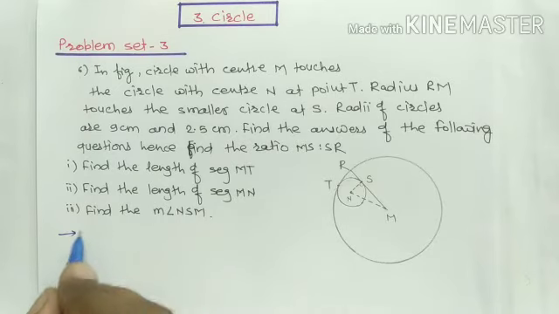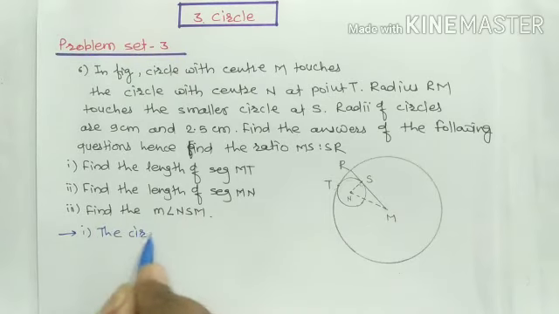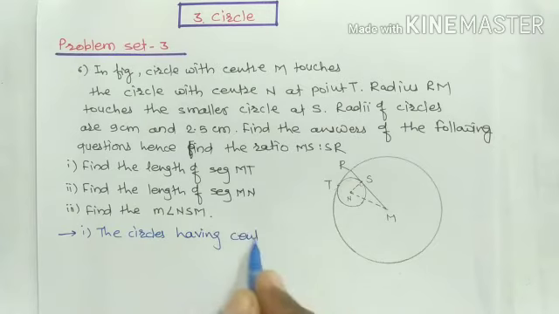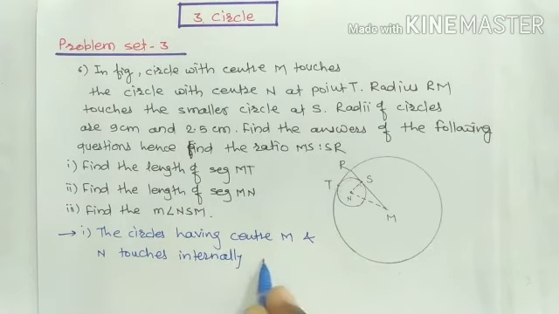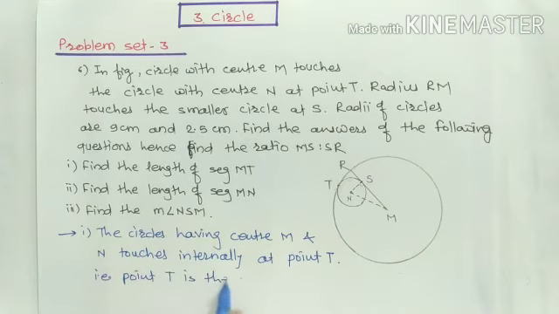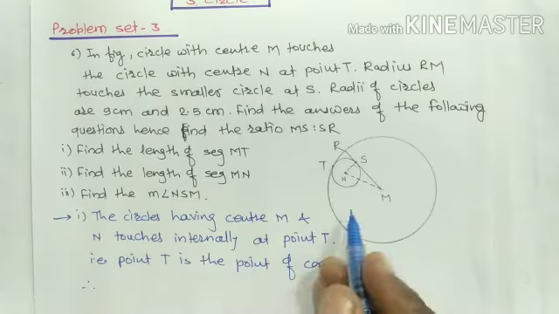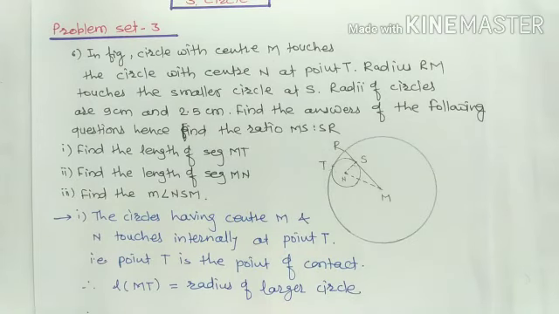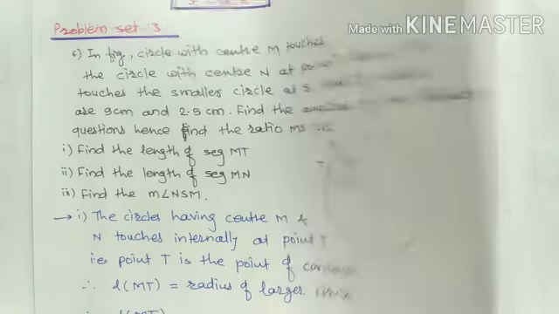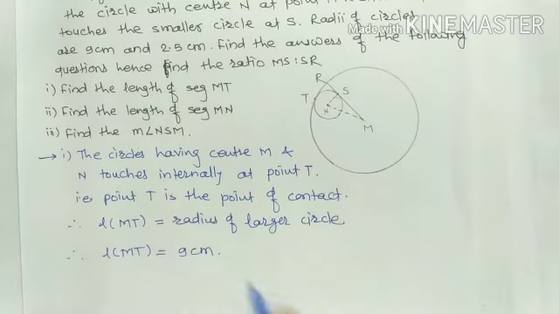See, first here the circles having center M and N touch internally at point T, that is point T is the point of contact, and therefore the length of MT equals the radius of the larger circle, and therefore length of MT equals the radius of the larger circle, which is given as 9 centimeter.